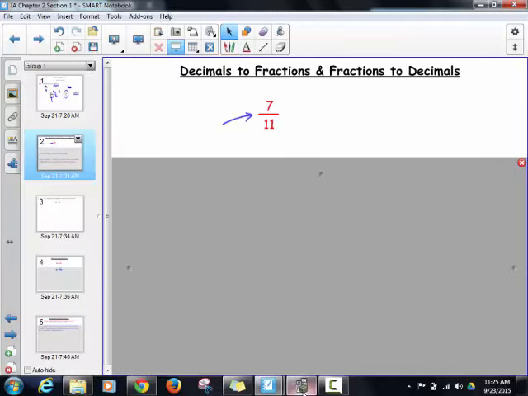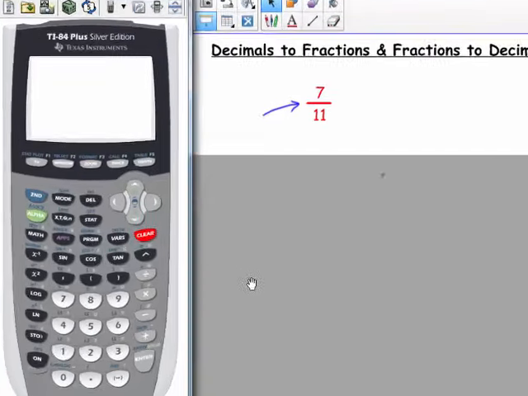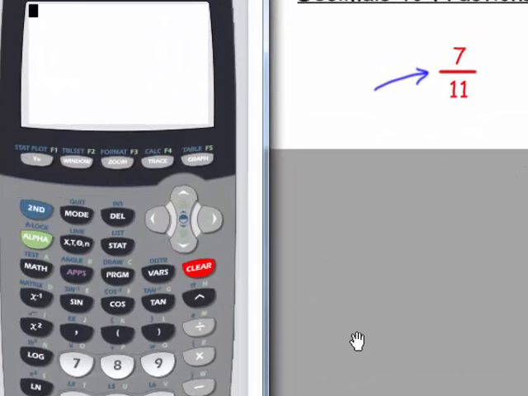I'm going to pop up my calculator. If you have a graphing calculator, great, this would be perfect. If you have a scientific, I'll give you a brief description of that as well. So for a graphing calculator, I'm going to type in 7 divided by 11, just like it says. Boom, there we go.